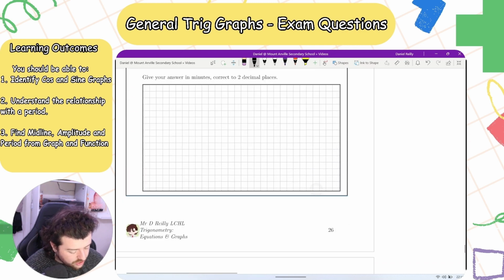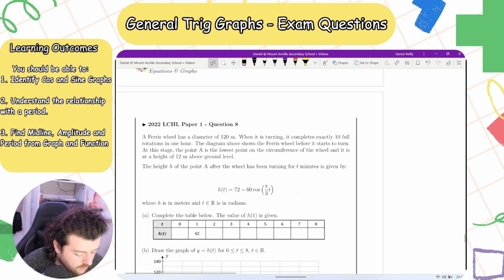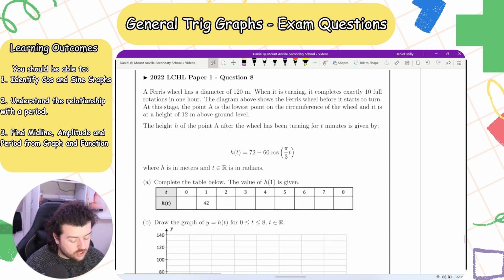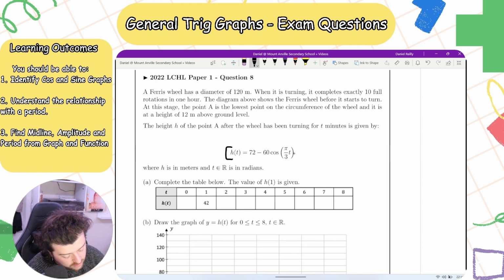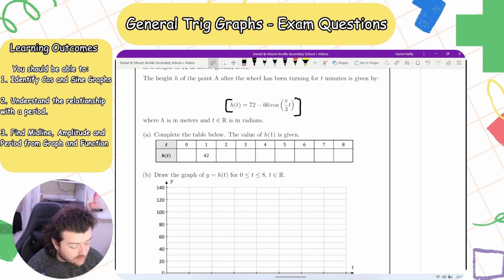Then the last question here. A Ferris wheel has a diameter of 120 meters. When it's turning, it completes exactly 10 full rotations in 1 hour. The diagram shows the Ferris wheel before it starts to turn. No diagram, sorry about that. At this stage, the point A is the lowest point on the circumference of the wheel, and it's at a height of 12 meters above the ground. The height h of the point A after the wheel has been turning for t minutes is given by this function. All the previous information is not important. We have my function. Complete the following table.